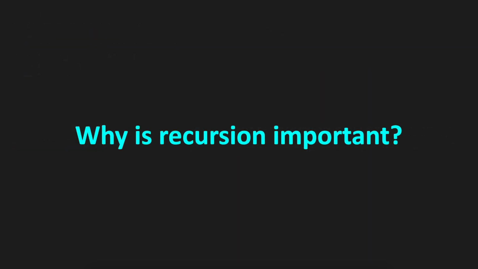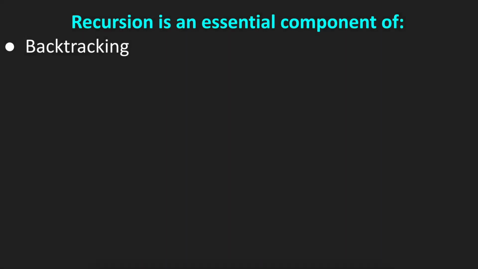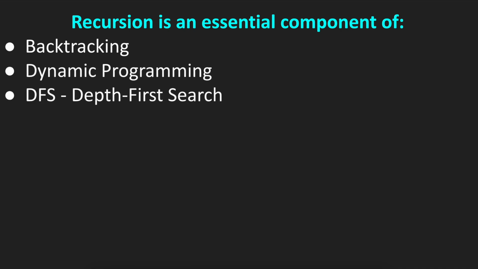Another question is, why is recursion important? Recursion is important because it is an essential component of important and widely used algorithms such as backtracking, dynamic programming, also DFS, the depth first search algorithm, and also, for example, tree traversal and so on. So we are using recursion in all of these cases.